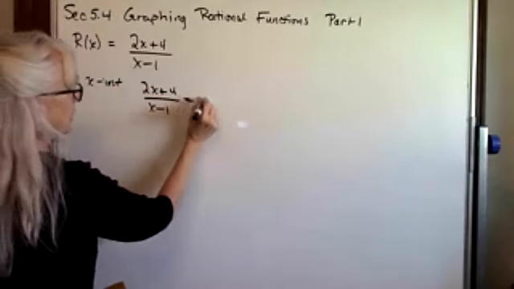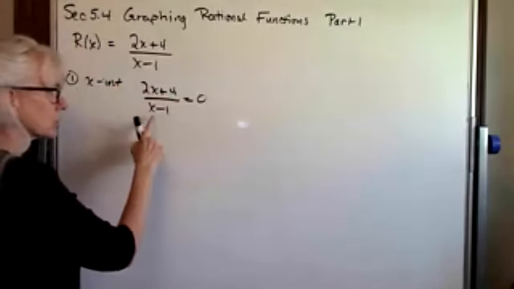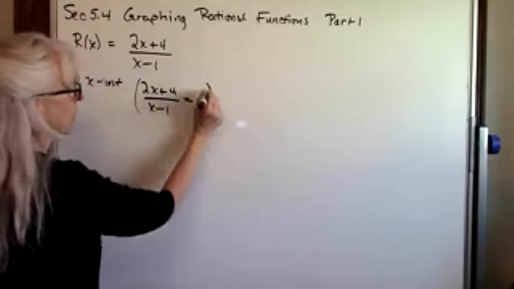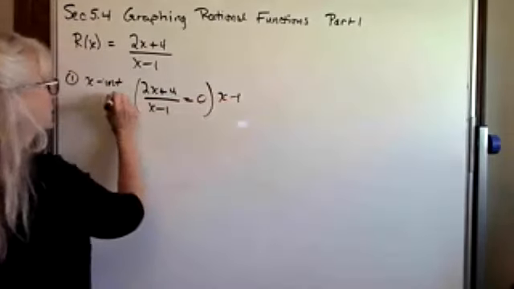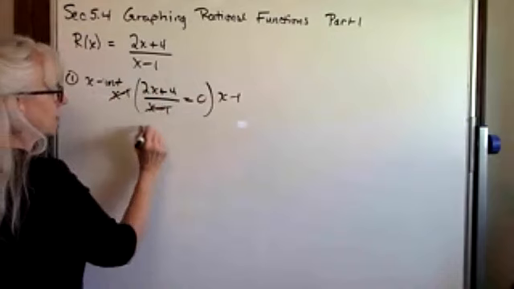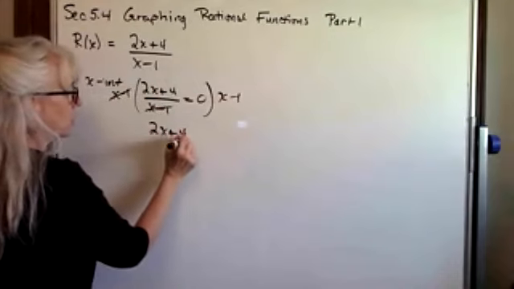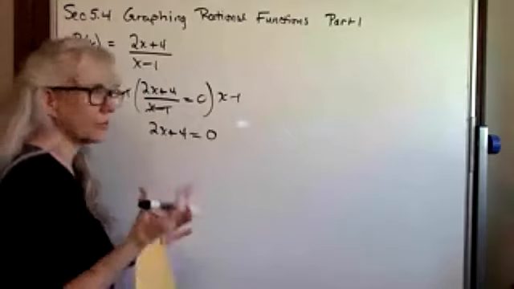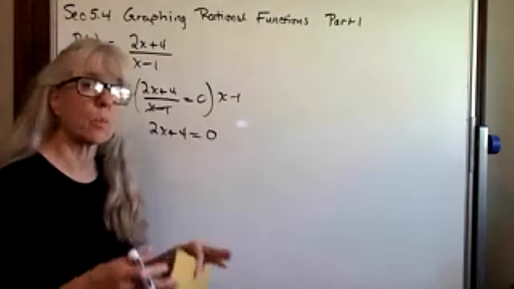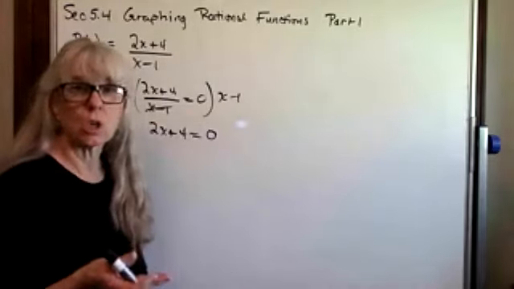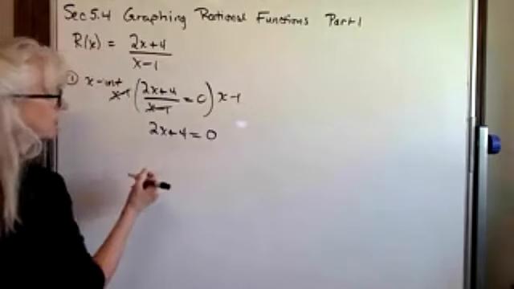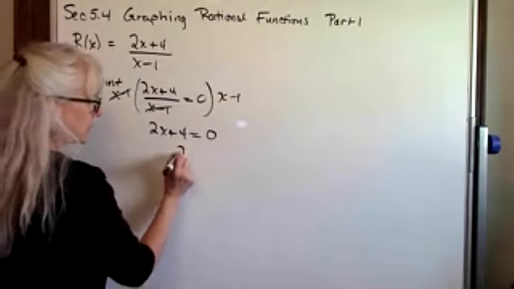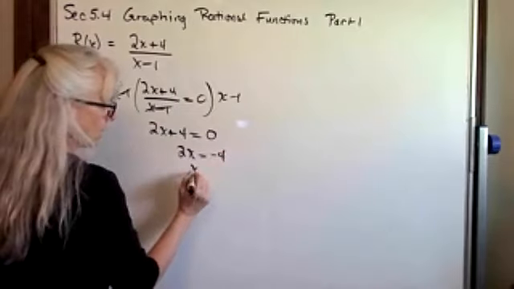This step we can streamline a little bit. When you go to solve this, you multiply both sides by the common denominator of x minus 1. It cancels on the left side, so you're left with the numerator. On the right side, 0 times anything is 0. So really, because it's a rational function, instead of setting the whole function to 0, you can just set the numerator to 0 to find the x-intercept. It gives us 2x equals -4, or x equals -2.